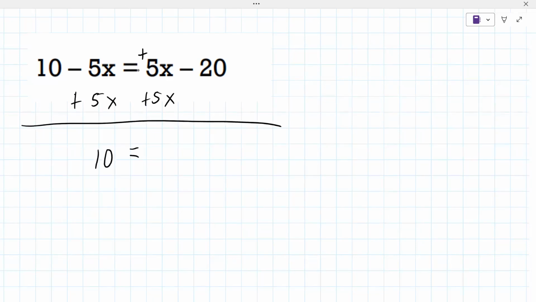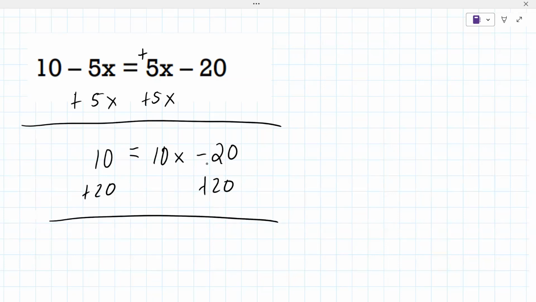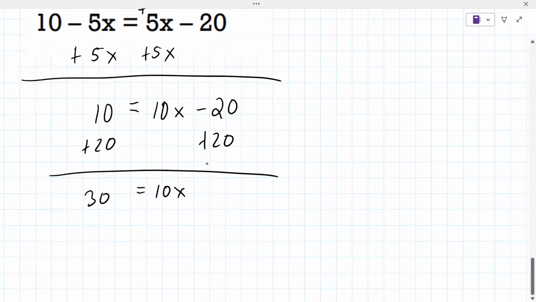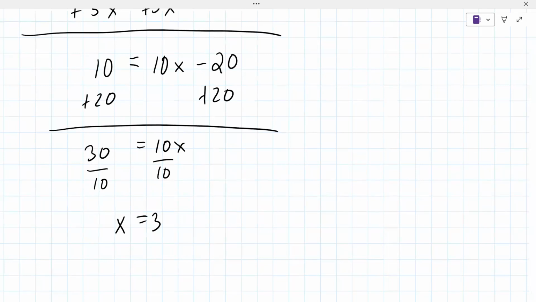So 10 equals 10x minus 20. And then why don't you try solving it from here? What would you do to solve this? I would add 20 to both sides. Good. So that becomes 30 equals 10x. And now what would you do? Divide by 10. Good. And tell me, how would you write your final answer here? X equals 3. Good. Okay. All right. So let me throw a couple of problems in front of you to do.